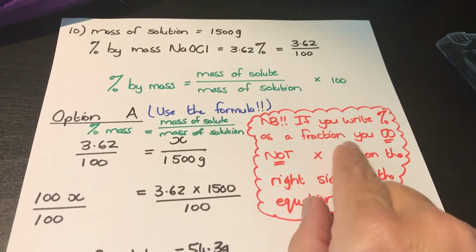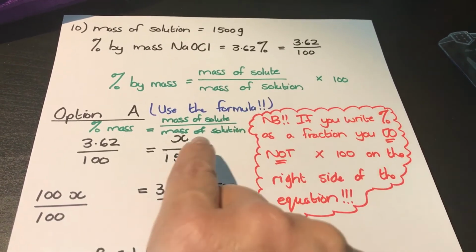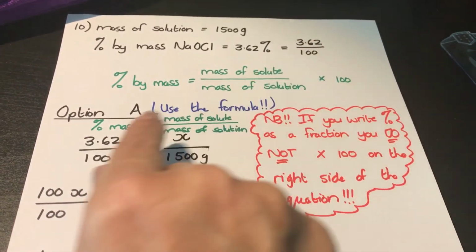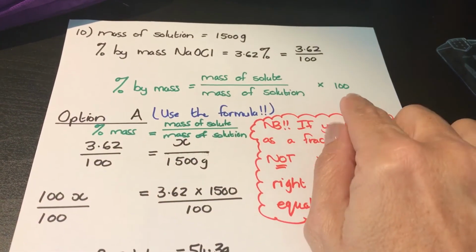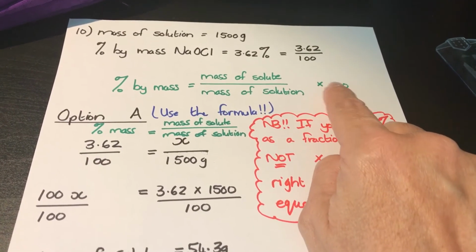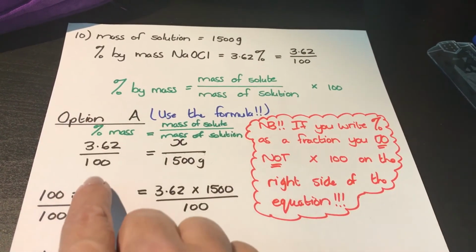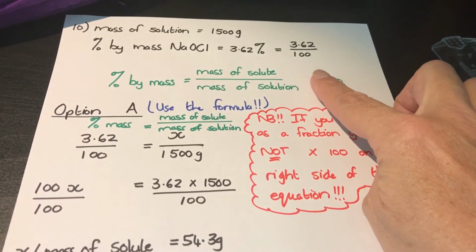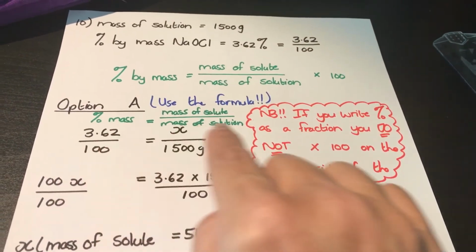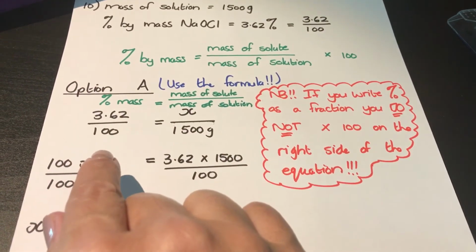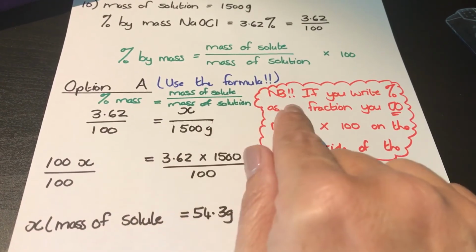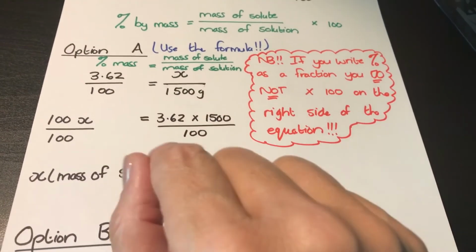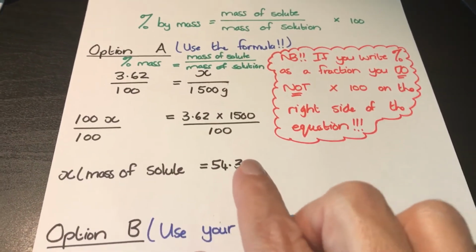Now, very important, you need to remember this. If you are given the percentage by mass and you are writing it as 3.62 over 100, it means that this 100 that you have here in the formula is moved to the percentage. You are already expressing it as a percentage. You do not need this component anymore because you are already using the expression as a percentage. Therefore, there is no times 100 on this side, for those of you who are confused and can't remember it. This is your basic mathematics that you should already know.